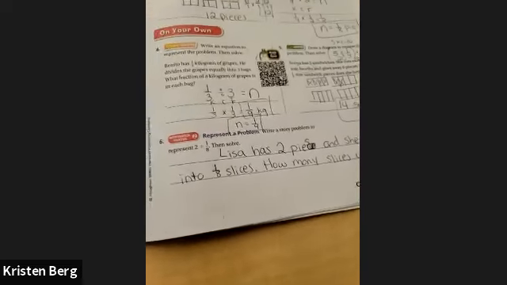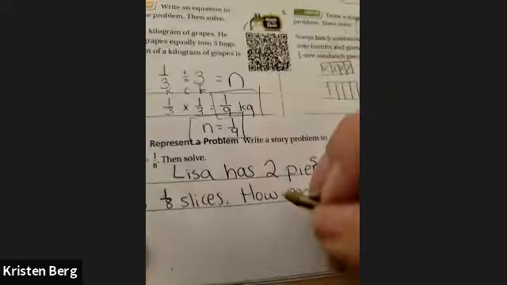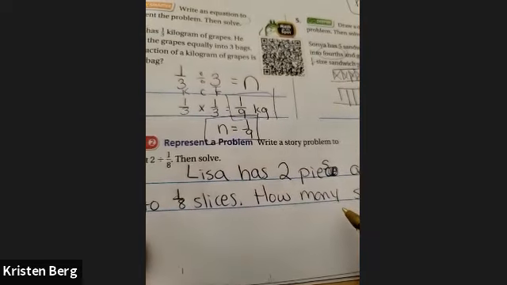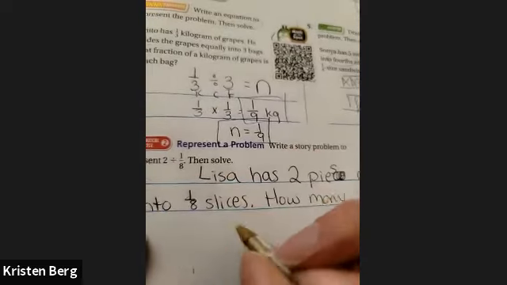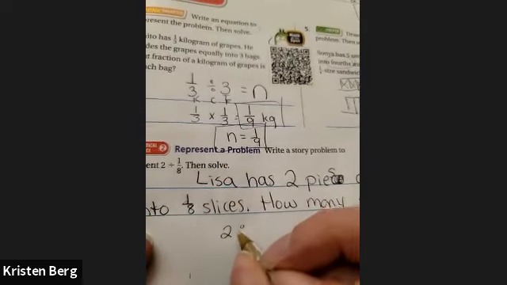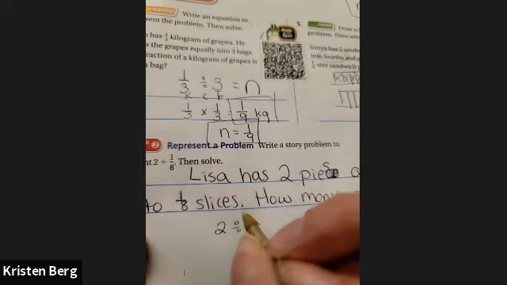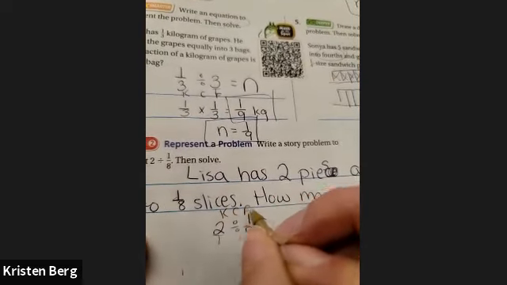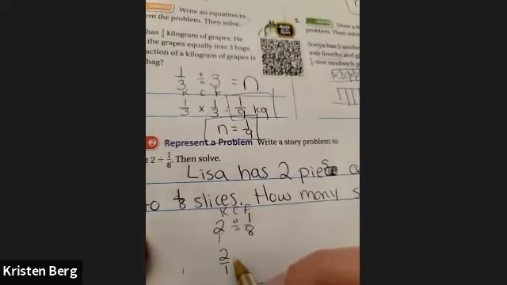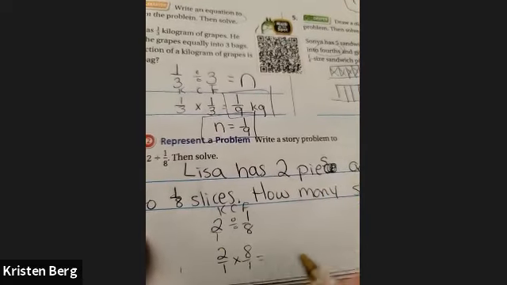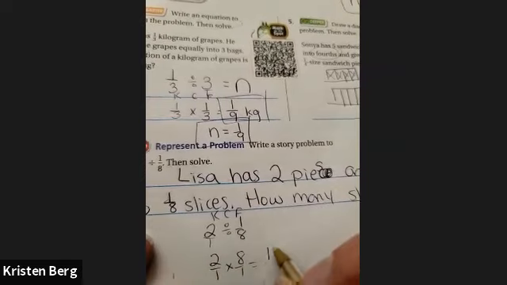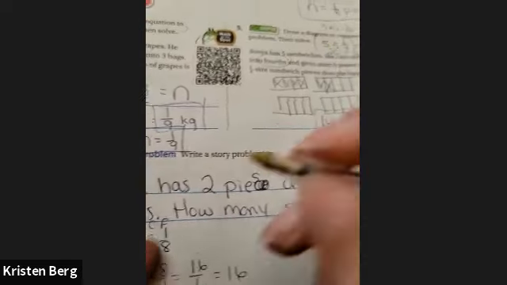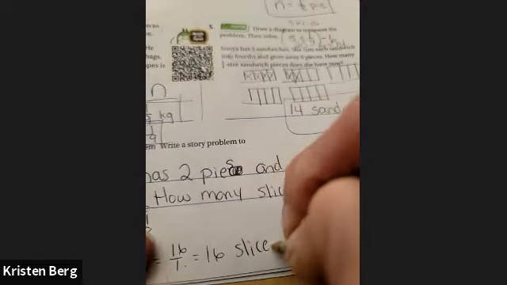Okay, so here you would just go ahead. If you want, you could always draw a diagram to solve, or you can just simply do the math behind it. 2 divided by 1/8. Remember, when you are dividing fractions, make sure you do your keep, change, flip. That would be 8 times 2 is 16 over 1 times 1 is 1, which is 16 slices.